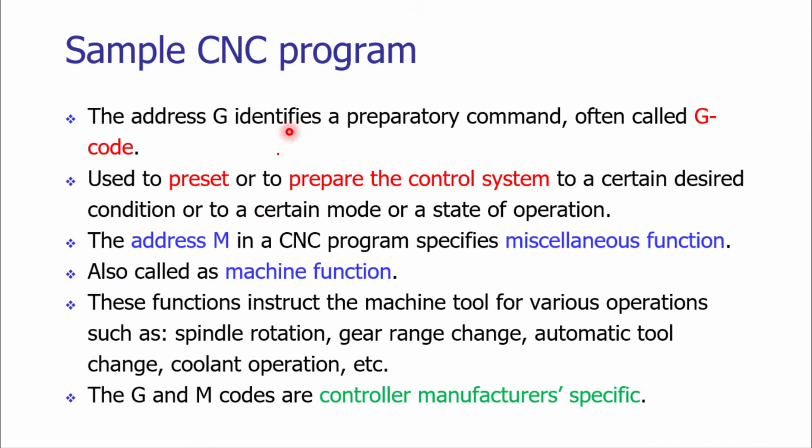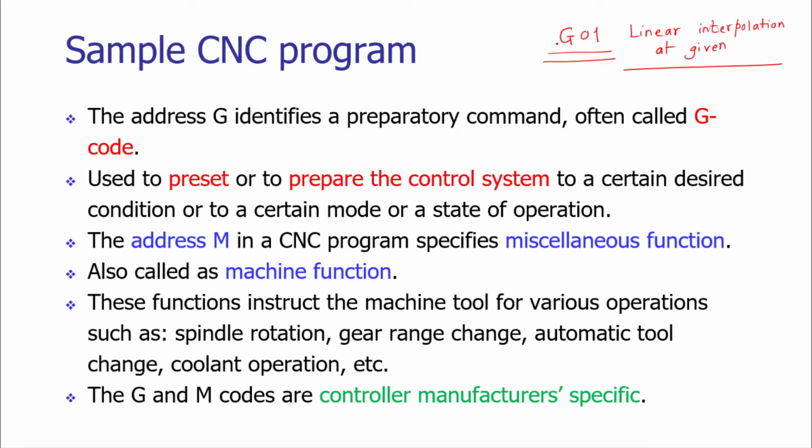So in the CNC program, particularly the G word is given for the preparatory command, which will prepare the machine tool to carry out a certain operation. So as I mentioned, the preparatory command G01. The meaning of G01 is the linear interpolation with the provided feed. Linear interpolation at given feed.